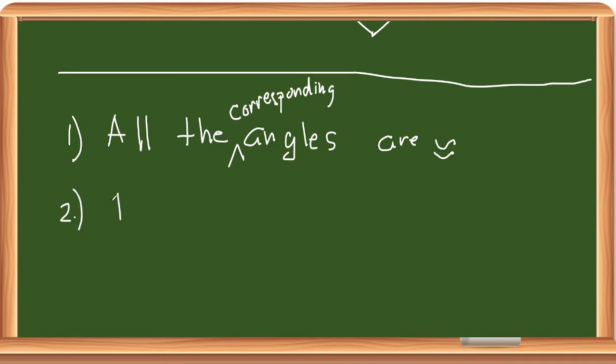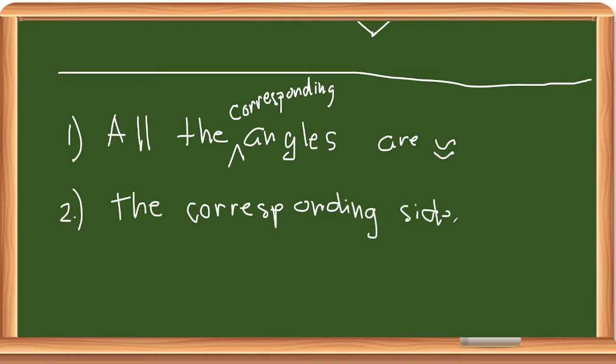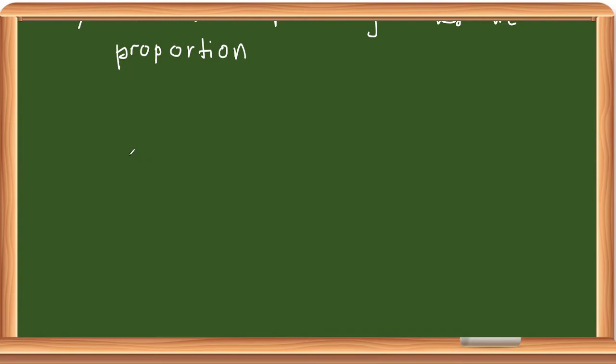So the second condition must be the corresponding sides, okay? The corresponding sides are proportional. That means they have the same ratio. Proportional. Okay. Let me give an exact example here. For example, we have here.